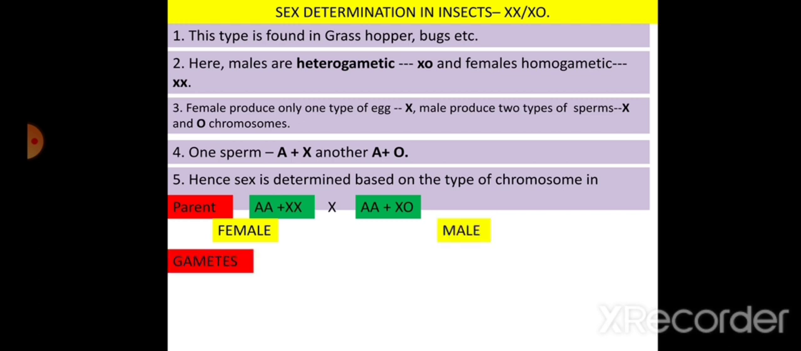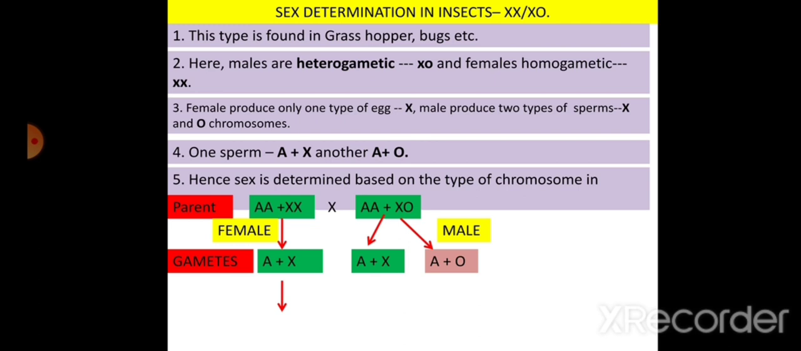crossed with another parent with autosome plus XO chromosome, which becomes a male. Now the gametes will be produced after undergoing meiosis. The female will produce only one type of egg, that is A plus X, whereas the male is going to produce two types of sperm. One is with A plus X and another one is A plus O.